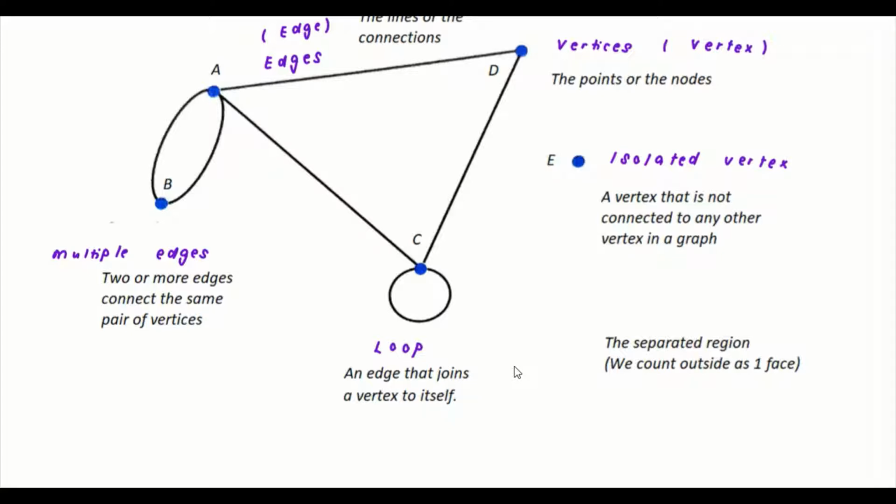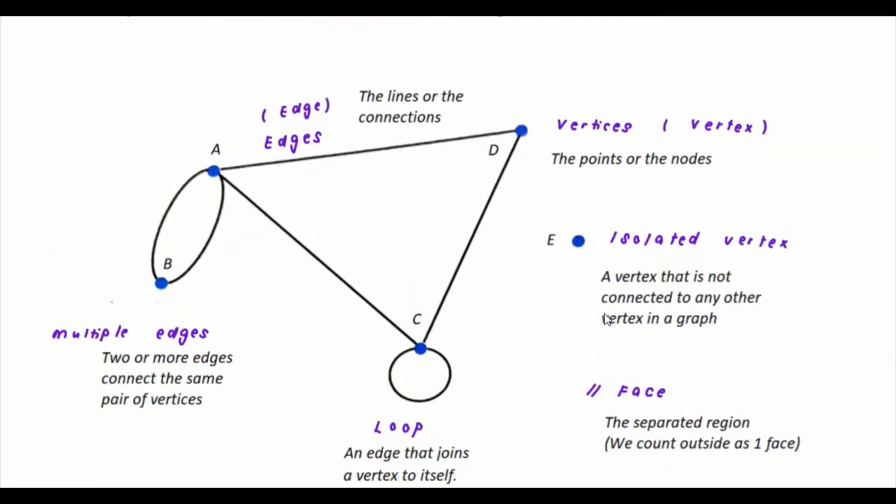The last one that we want to talk about is face. I want you to try to label this thing. So what is meant by face? A face is a separated region in a graph. For example, this is one of the regions. So this is considered one face, two, three, and the outside we also call one face. You can see all these regions are separated from each other. Each of these separated regions is considered one face. This is what is meant by face.